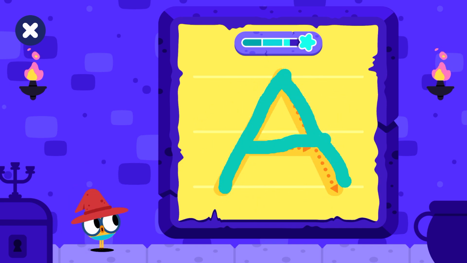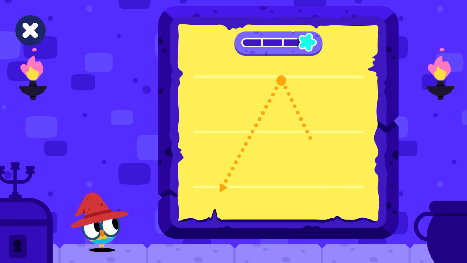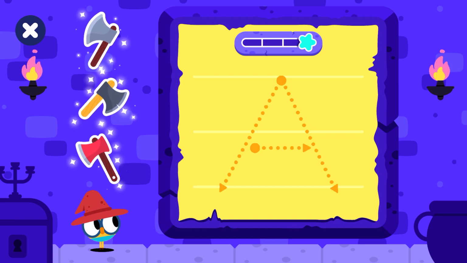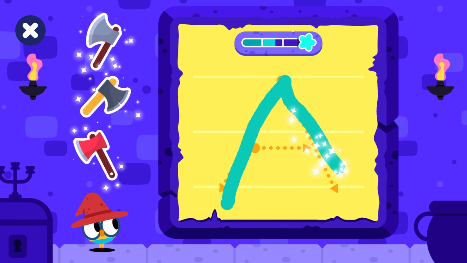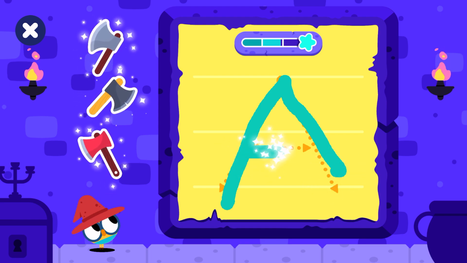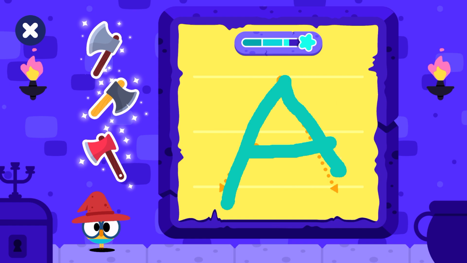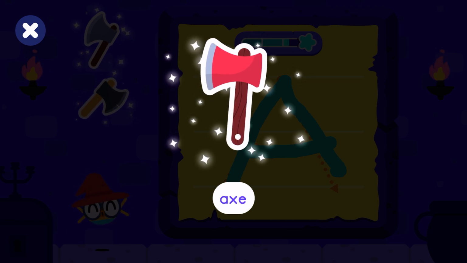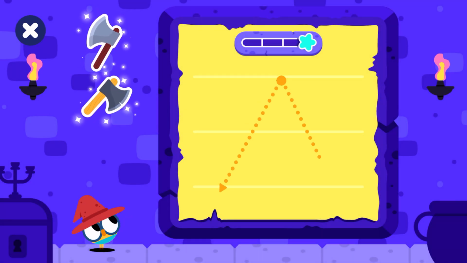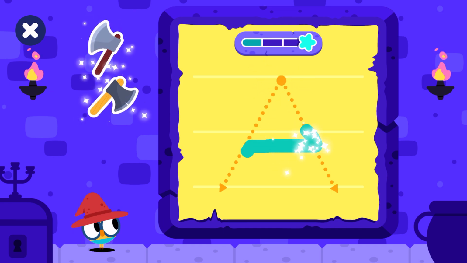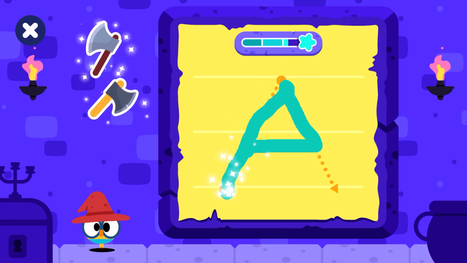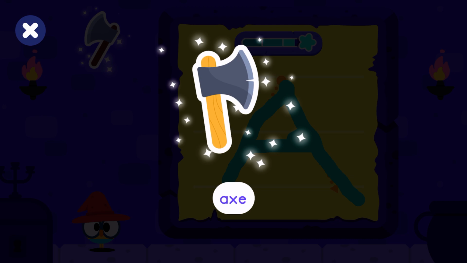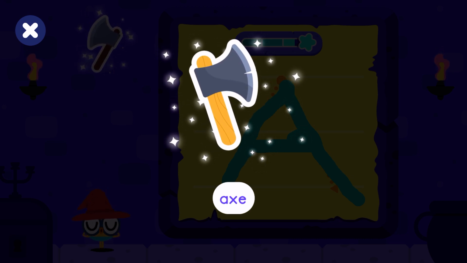Young wizard, let's practice. Make the objects disappear by drawing the letter you have learned. A is for axe. Fantastic. A is for axe. Excellent.